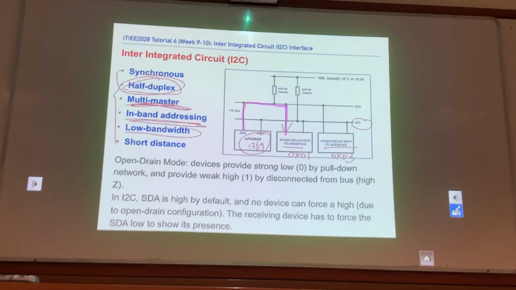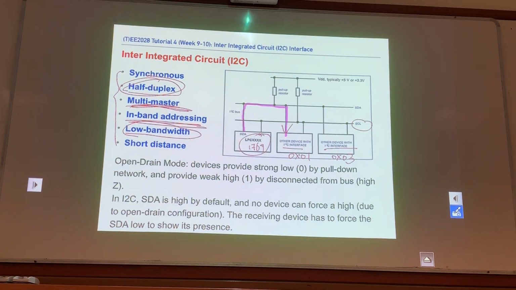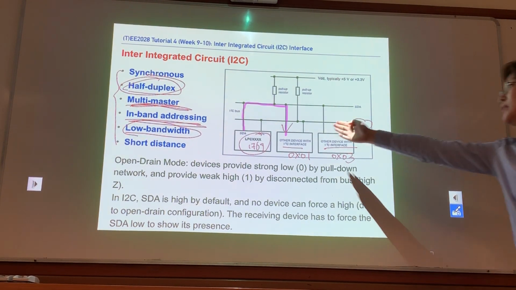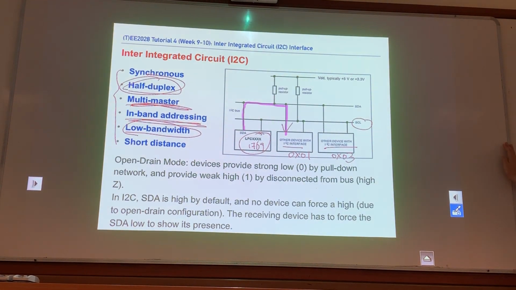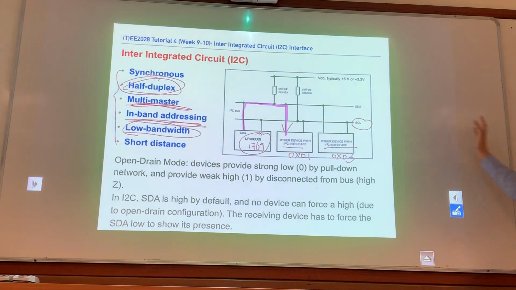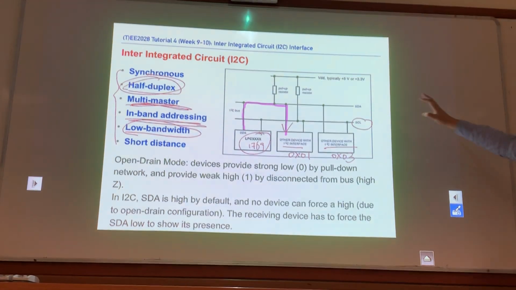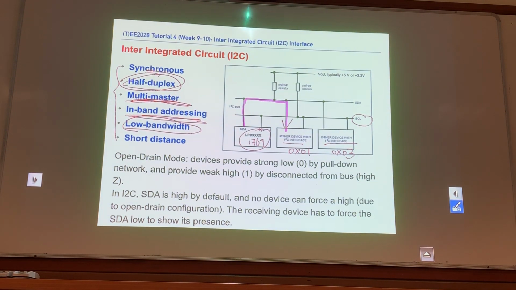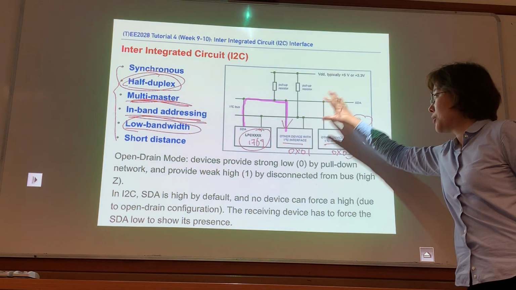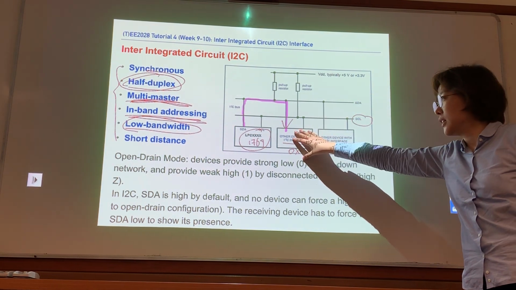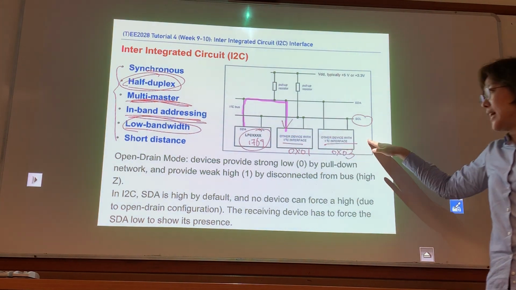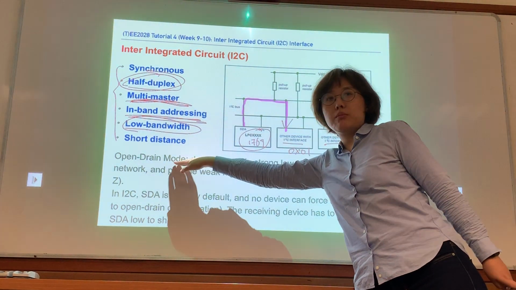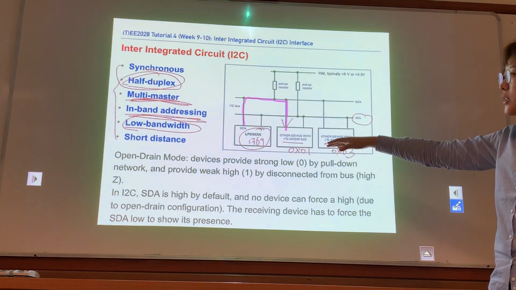And this is low bandwidth, which means you can only connect a limited number of devices. You cannot connect a lot. And I2C is usually for short distance. The reason is that whenever you add a new device to the network, you need to set your device in open drain mode. Previously people asked me what is open drain.